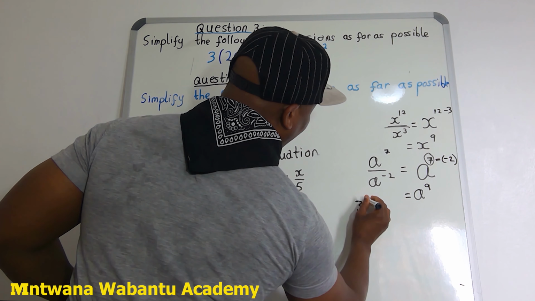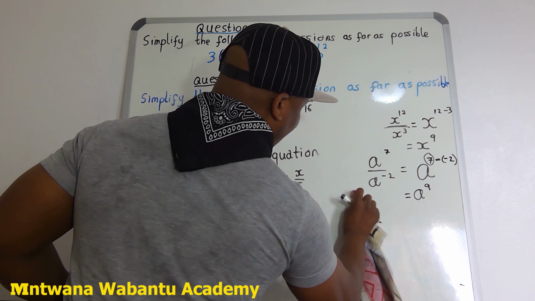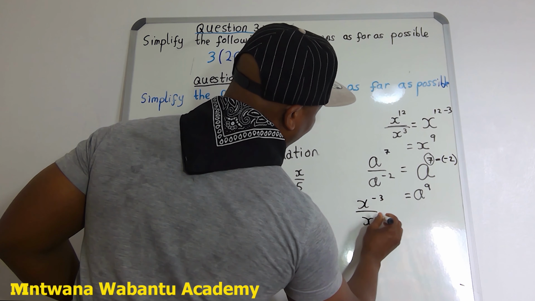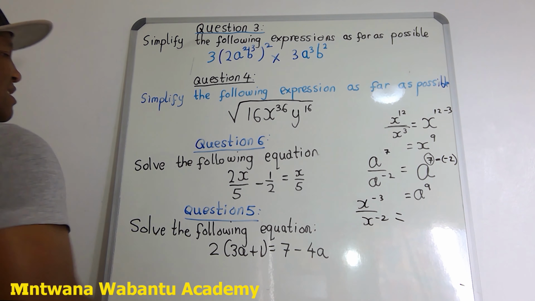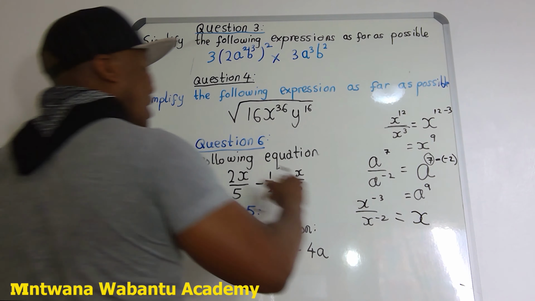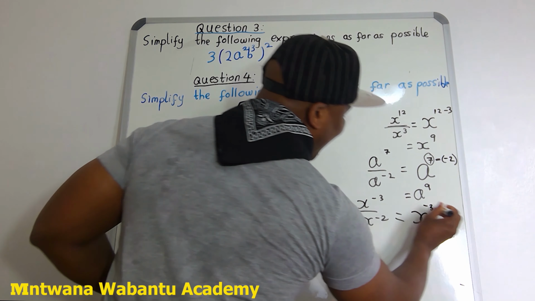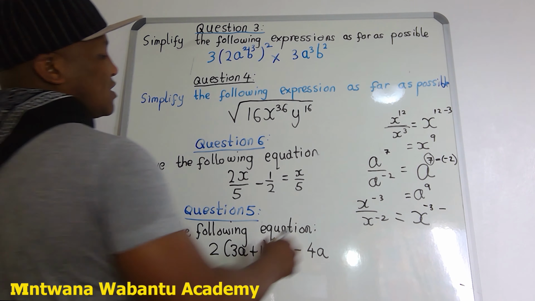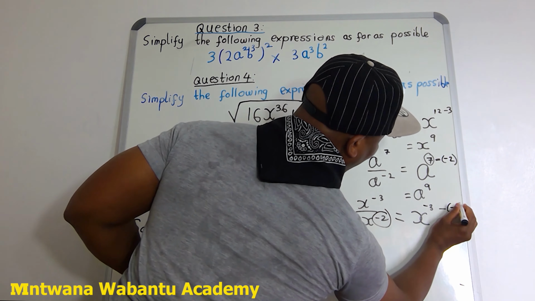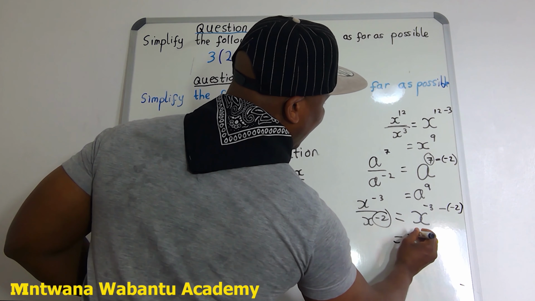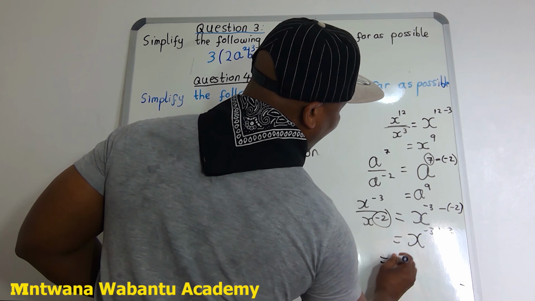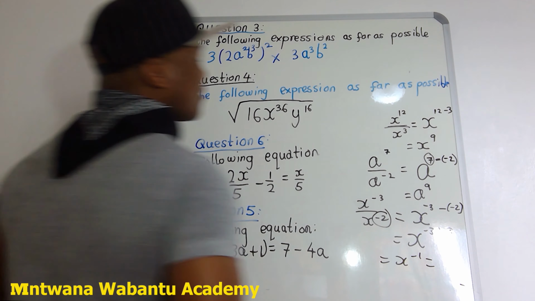Let's say x to the negative 3 over x to the negative 2. That's the last one. The bases are the same, so I'll write only x, and then take the top power. What's the top power? Negative 3. And then minus, you must always minus because it's division. Minus this, so minus what? Negative 2. So this is x to the negative 3 minus negative 2, which is plus 2. So this is x to the negative 1. You see what I'm saying?